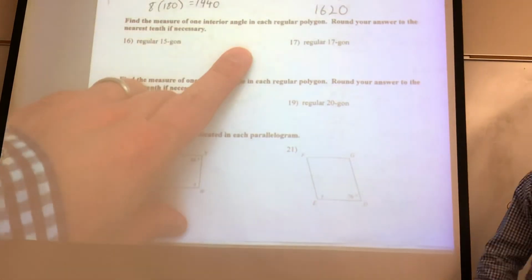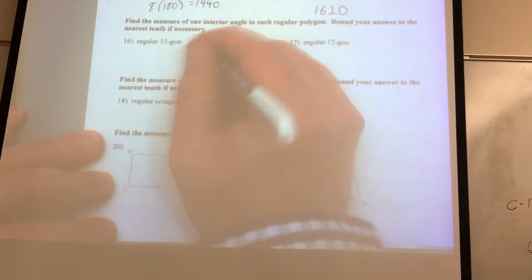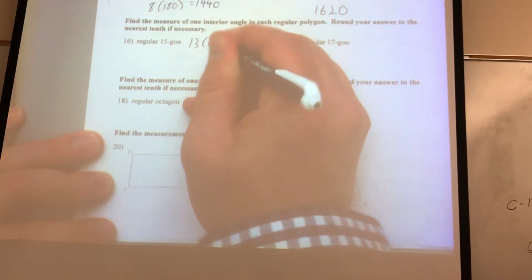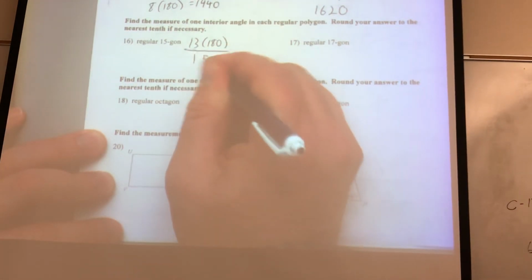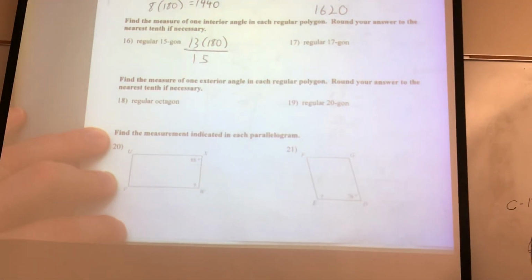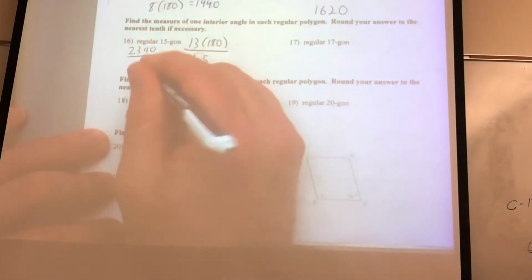The measure of one interior angle, we do the same thing. We find the total number, so 15 minus 2 is going to be 13 times 180. And then we're going to divide that by 15. So 13 times 180 is going to give us 2,340. And we divide that by 15.